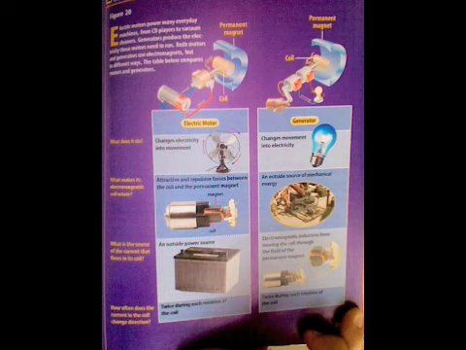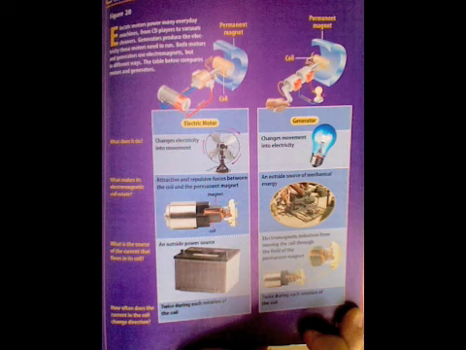Your book has this nice page, you can't really see it very well here, but it compares and contrasts an electric motor and a generator. And the main thing here is that, like I said, with an electric motor, you put electric energy in from a battery or a plug in the wall, and it produces mechanical or kinetic energy. It makes something move.